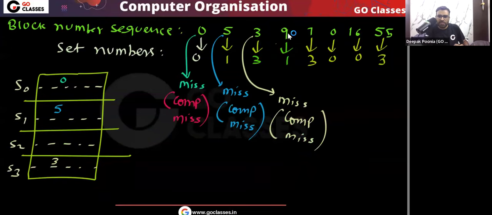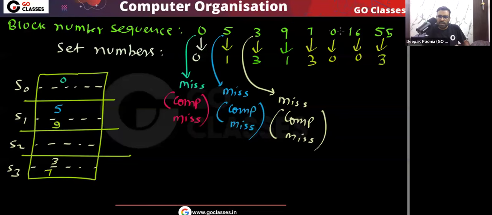So let's see. What about this block number 9? It will go to set number 1. In set number 1, there is a space. This line is empty. So here I can put this block number 9 also. So this is also a miss, a compulsory miss. What about this block number 7? It will go to set number 3. In this set number 3, this line is empty. So here you can put the block number 7.